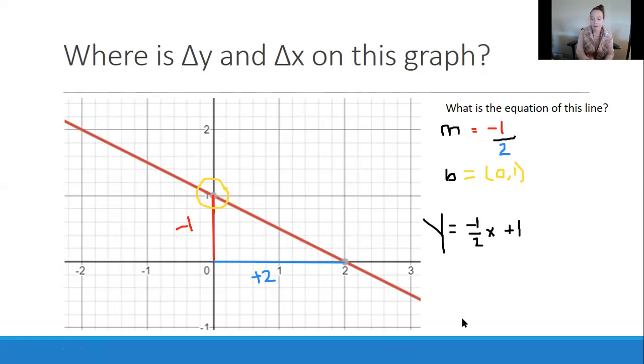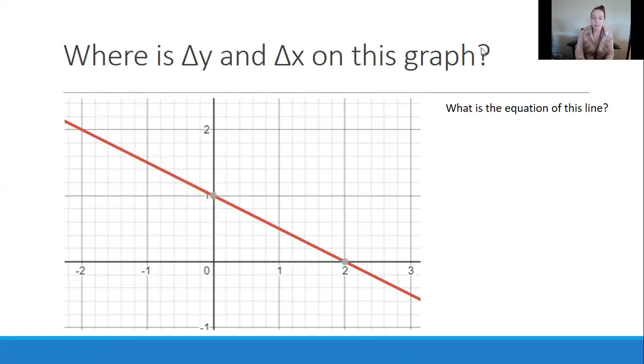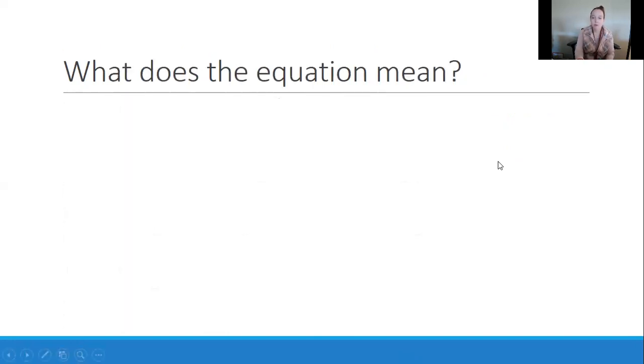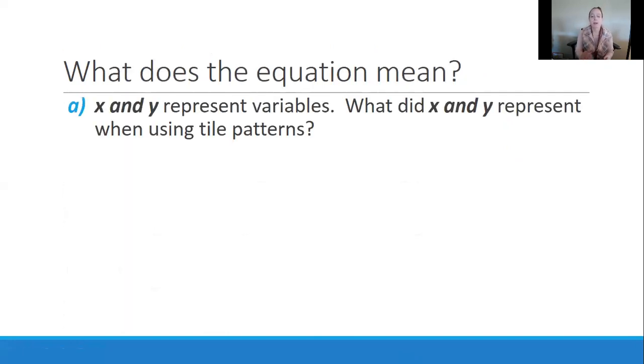All right, let's try something else. Let's really look and see what that y and x and the m and all of that mean. So again, I'm going to write this out so we see it. Remember, our equation is y equals mx plus b. So what does the x and the y represent when we're using our tile patterns?